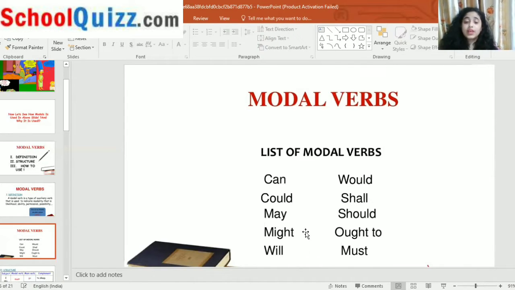So how can we say? Can is one auxiliary, and its other form is included as could. Similarly, may has might as its other form. Will has would. Shall has should. Likewise, ought to, must is included as a part. So these are the modal verbs. Basically there are five, but in total there are ten. I hope you are clear with the verbs.